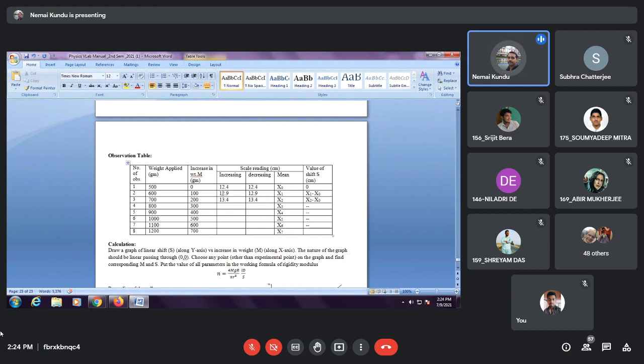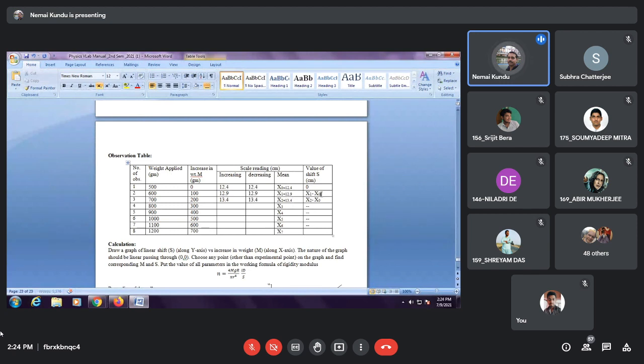Next, the mean. Mean means the average of these two values, increasing and decreasing mode. Here the value is the same for increasing and decreasing, so the average is the same. So we write 12.4 centimeter. The next average is also the same, that is 12.9 centimeter. Next is 13.4 centimeter.